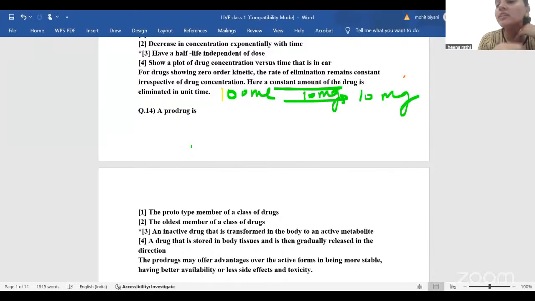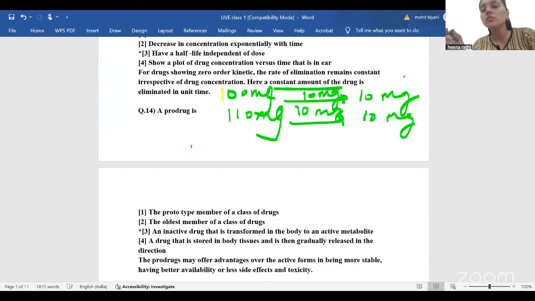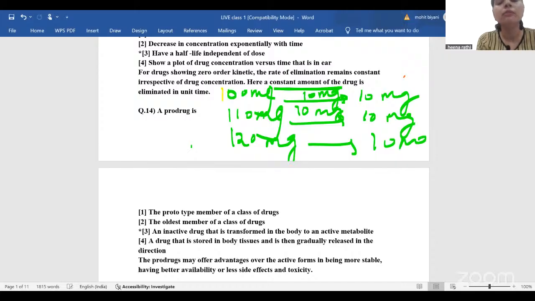Now we have increased the concentration of the drug to 110. If 110 milligram of the drug is there, then also 10 milligram of the drug will be eliminated, because a constant amount of the drug is getting eliminated. If we increase the concentration to 120 ml, still 10 milligram of the drug is getting eliminated. It means when we increase the concentration of the drug, the elimination of the drug will remain constant.